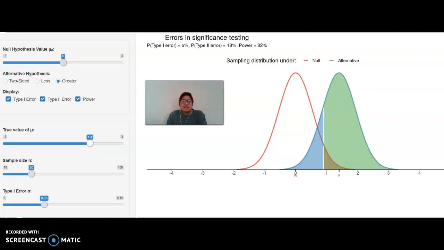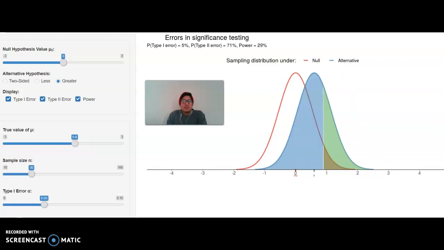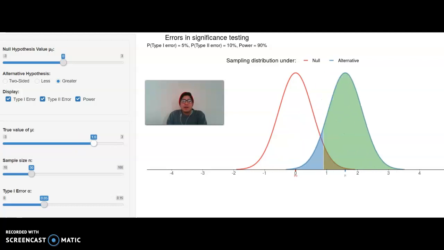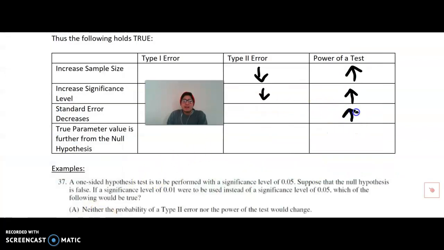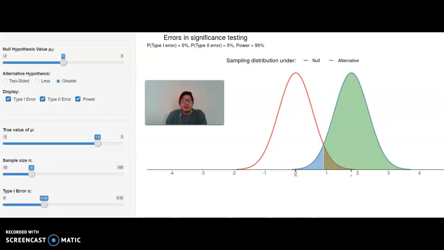Now, let's say I actually increase the true value. So you can see as I'm increasing the value, I'm going to do this again, as I increase the distance from the truth and the claimed null hypothesis, power is going to increase and type 2 will decrease. And again, our significance level hasn't changed at 5%, so that one stays neutral. And actually, whoops, it's going to be the same thing, but I should have put that in the fourth row here. And the last one is just the standard error.